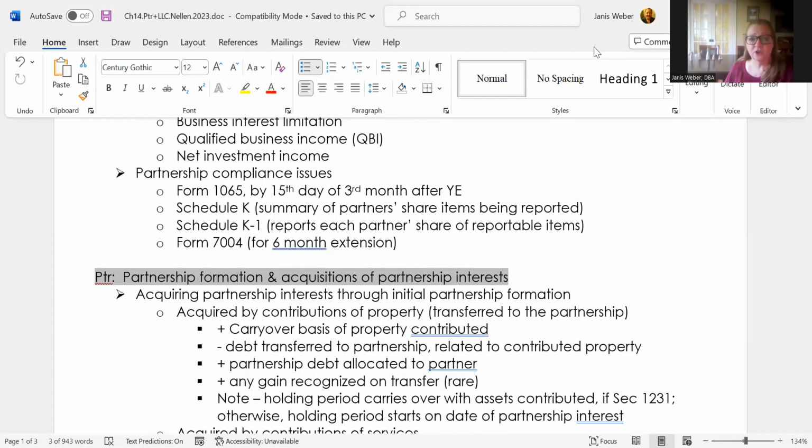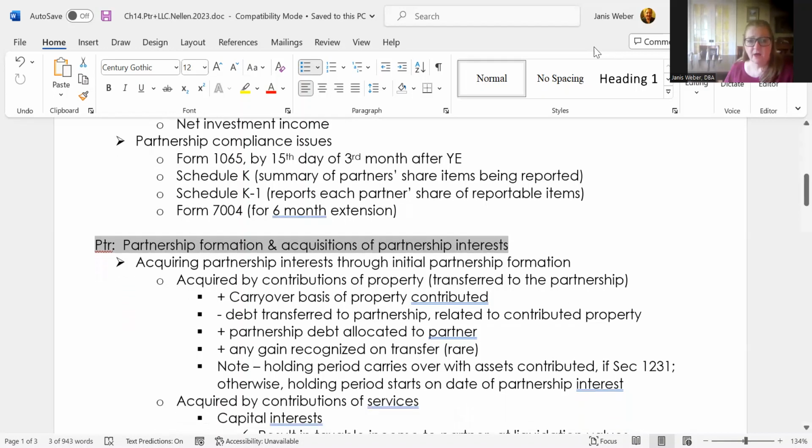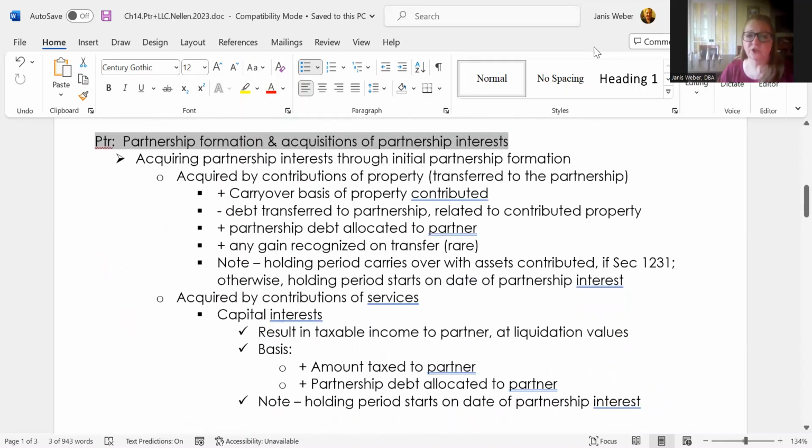And then if you need to do an extension of time, you get an automatic 6-month extension, but only if you file the extension form by the due date. So the Form 7004 is used to get a 1065 extension. Then partnership formation and acquisitions.